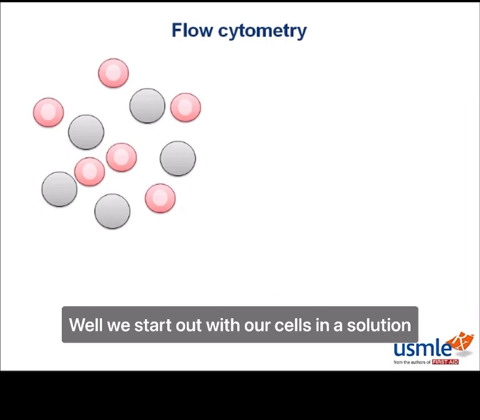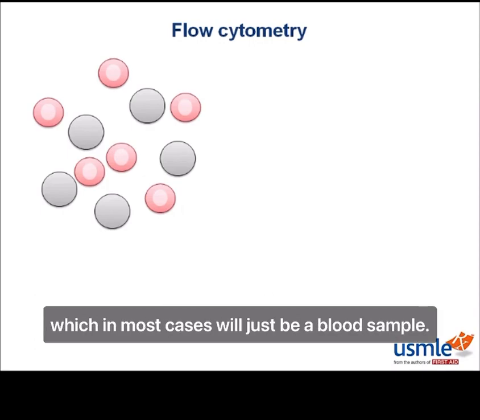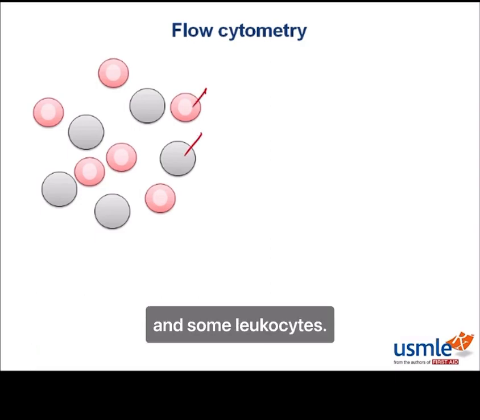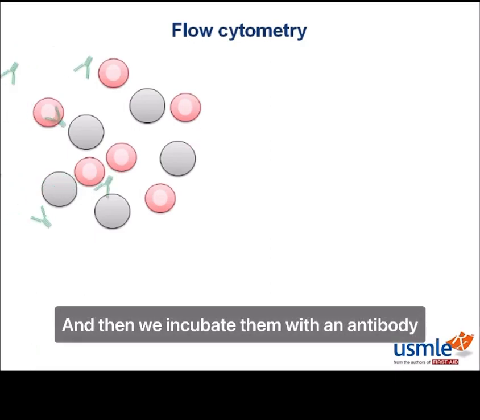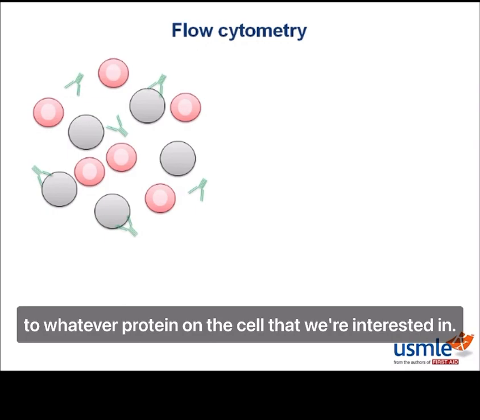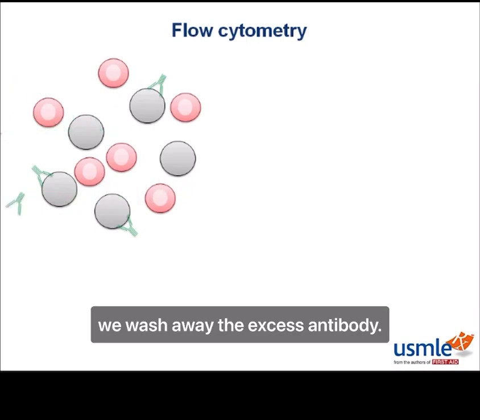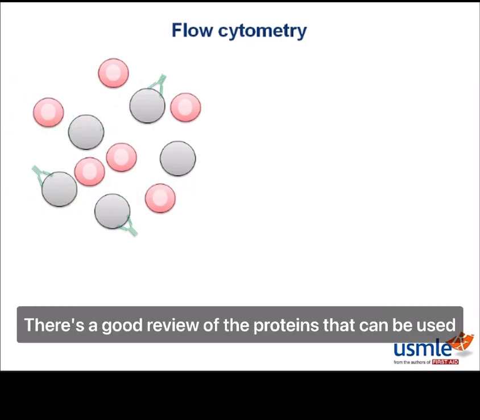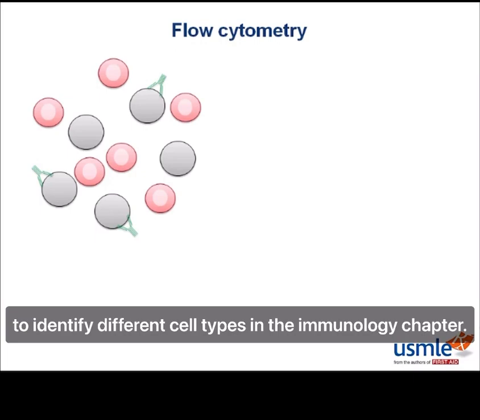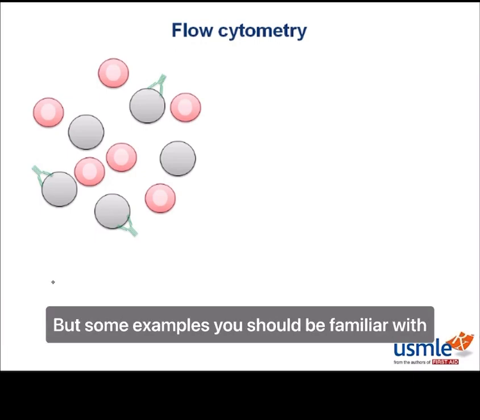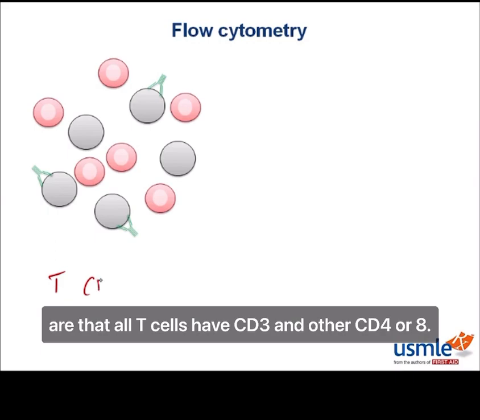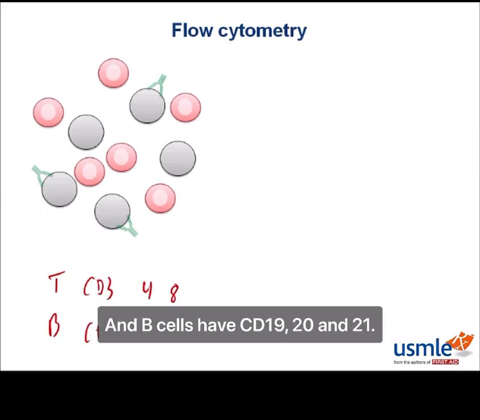Well, we start out with our cells in a solution, which in most cases will just be a blood sample. Here you can see we have some red blood cells and some leukocytes. Then we incubate them with an antibody to whatever protein on the cell that we're interested in. So after we let them incubate for a while, we wash away the excess antibody. There's a good review of the proteins that can be used to identify different cell types in the immunology chapter. But some examples you should be familiar with are that all T cells have CD3 and either CD4 or 8, and B cells have CD19, 20, and 21.